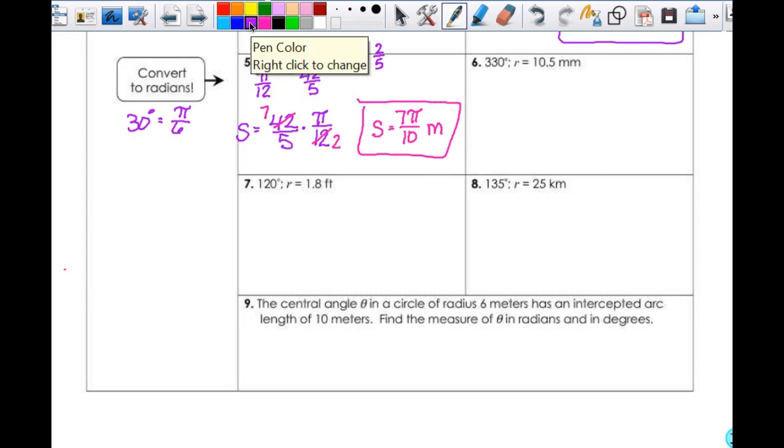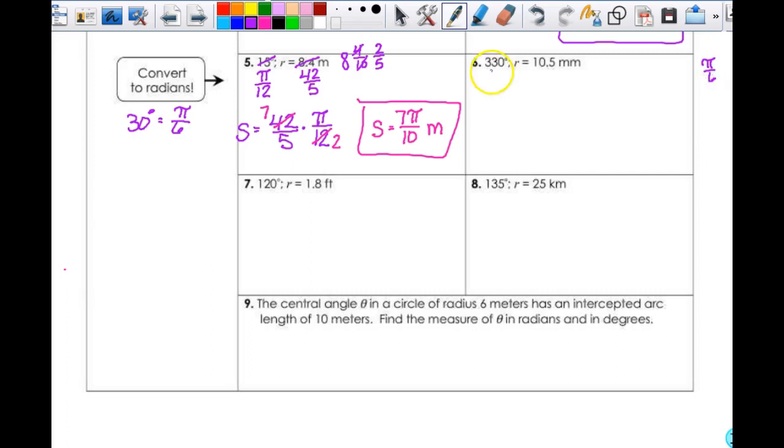So 330. Now, you may just know what the radians are, but not everybody does. So here's another way to look at it. In degrees, what is my reference angle for 330? 30, right? My reference angle for 330 is 30, because it's going to take me 30 degrees to 360, right? So what is 30 in radians? Pi 6. So pi 6 is my reference angle.